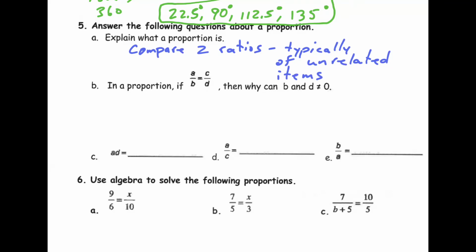So when we set up proportions, which we're going to do a lot, we want to make sure that we're setting them up as two ratios and that they are of unrelated items, and we want to figure out what those items are to help us set up a correct proportion. All right, part B, in a proportion, if A over B equals C over D, then why can B and D not be 0? And this is simply because we cannot divide by 0. All right, so we can't have the denominator of our fraction being 0, otherwise it won't work. I'm going to skip parts C, D, and E there. You can take a look at them if you want on the notes.